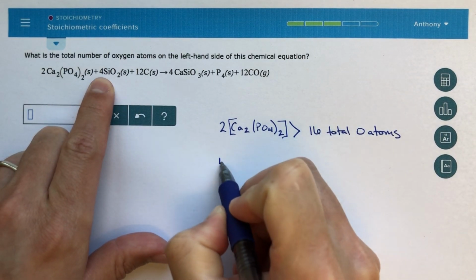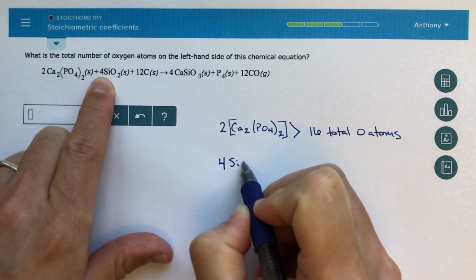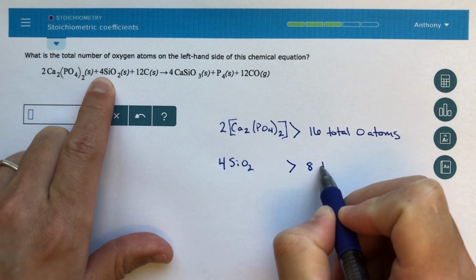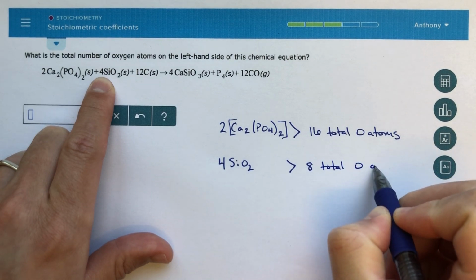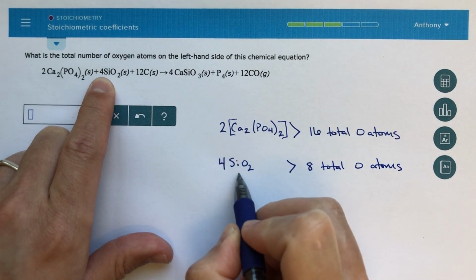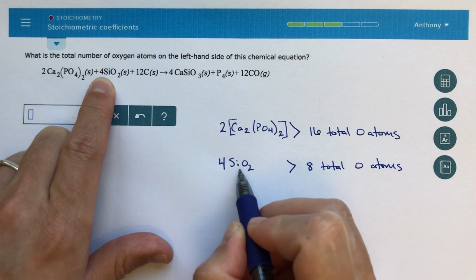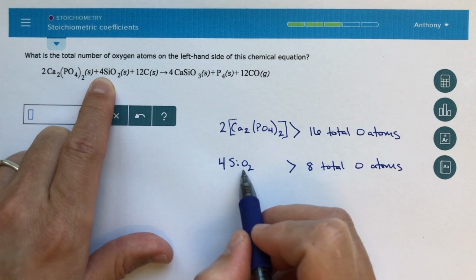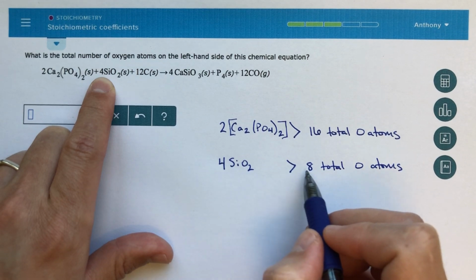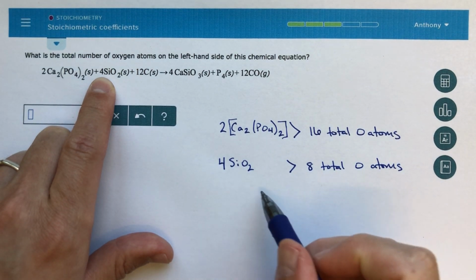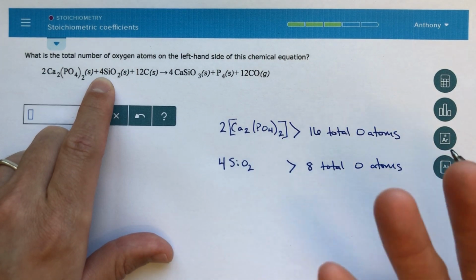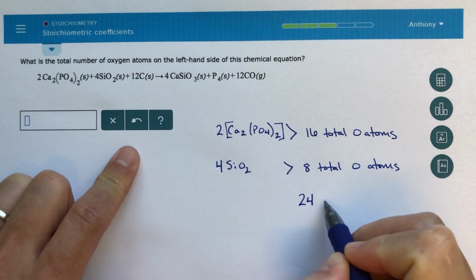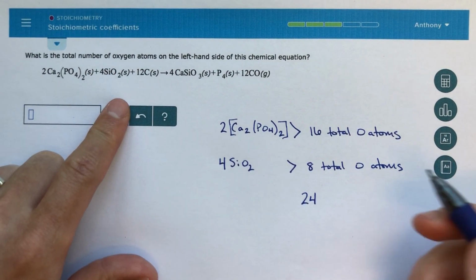Over here, I've got 4 SiO2. So again, in this piece, I'm going to have 8 total oxygen atoms. In each one of these, I've got 2 oxygen atoms for every one of these silicon dioxide molecules, but then I've got 4 total of these SiO2s. So that means I've got 8 total oxygen atoms. That's how we're going to deal with this. That's how we count these numbers. And then I just add these up. We should have 24. That's all we put in.